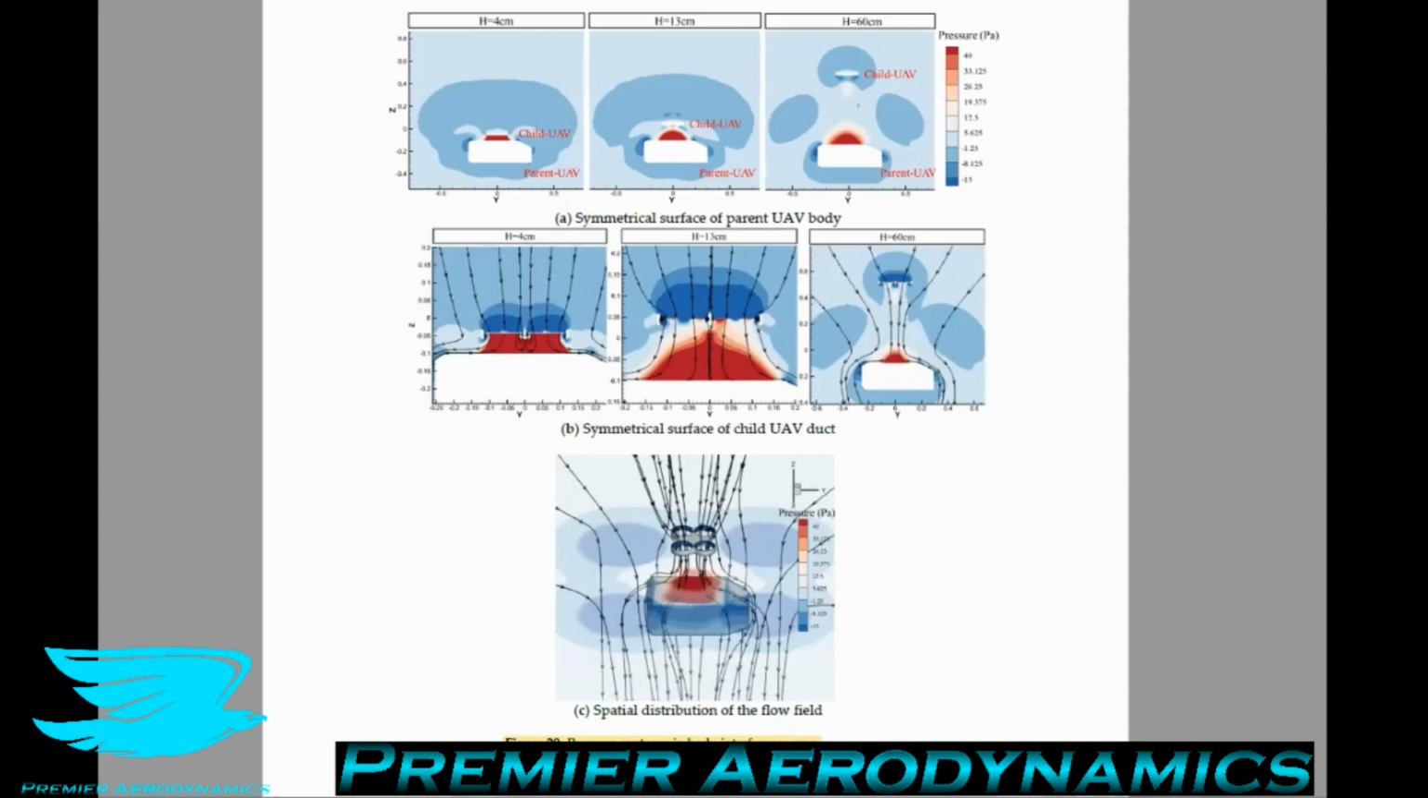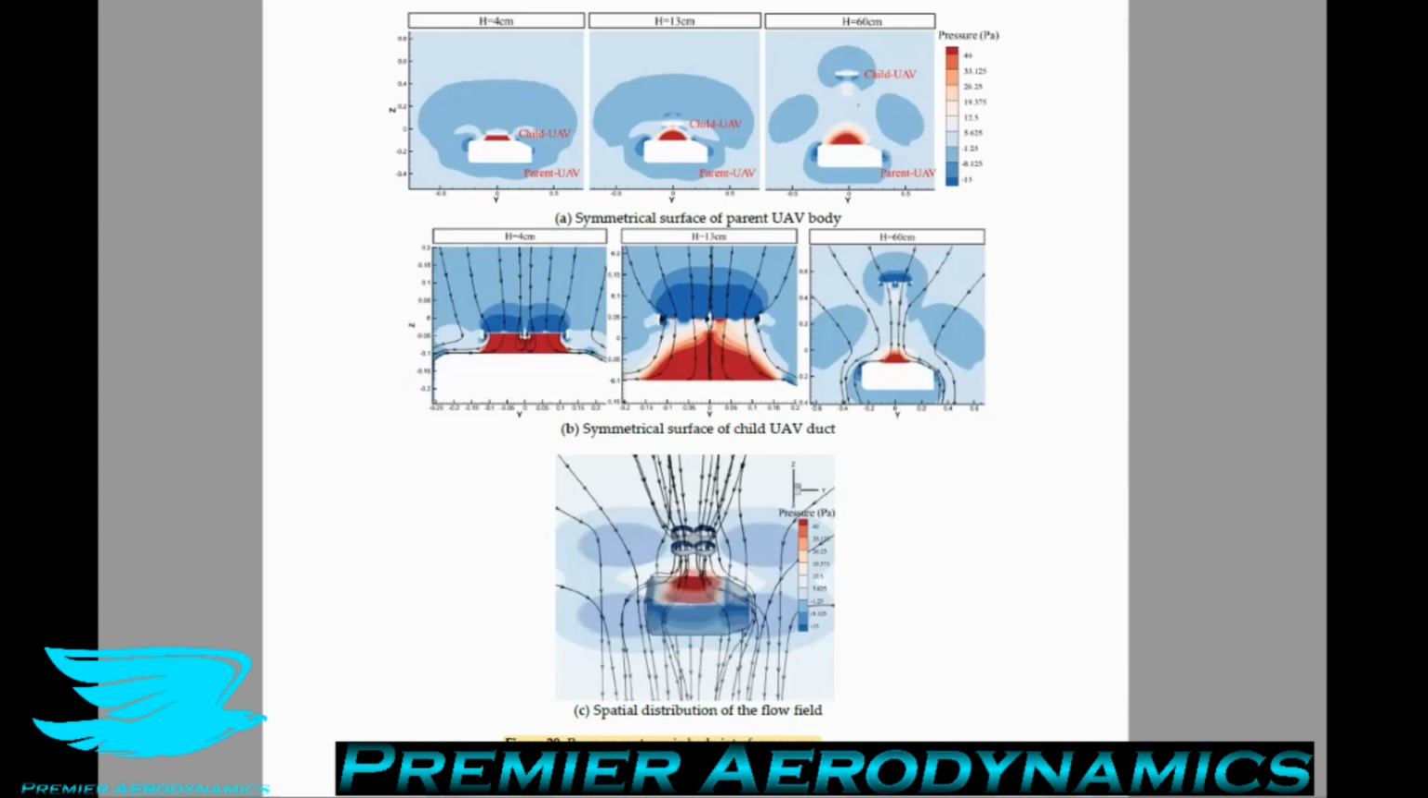So on figure 20, they show that when the distance between the child UAV and the body is relatively close, the airflow accelerated by the child UAV rotors is blocked by the body, which causes a redirection of the flow and it becomes parallel to the body. So this is why the ground effect occurs and the boost in lift.